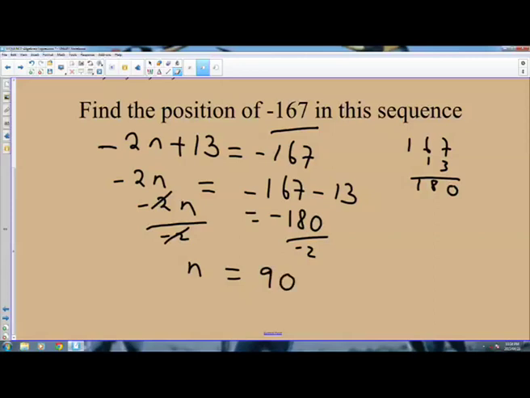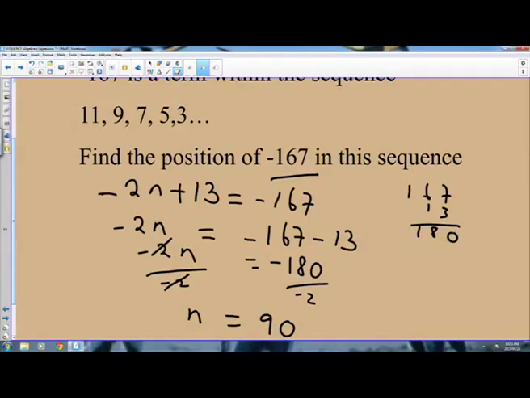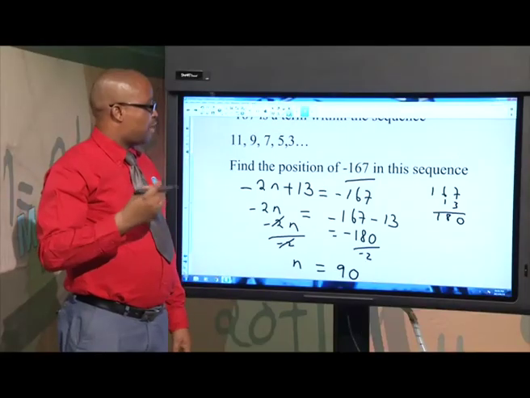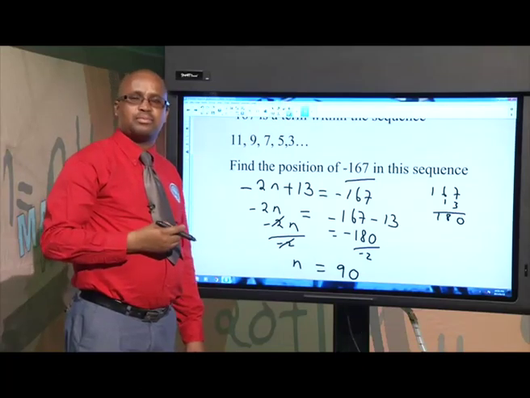This is simply saying the position of negative 167 in the sequence 11, 9, 7, 5, 3 is 90. So negative 167 is at position 90. This is how we use algebraic form to find the position of a term within a sequence.